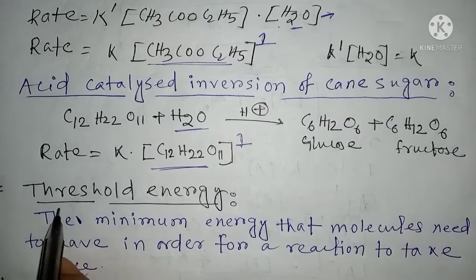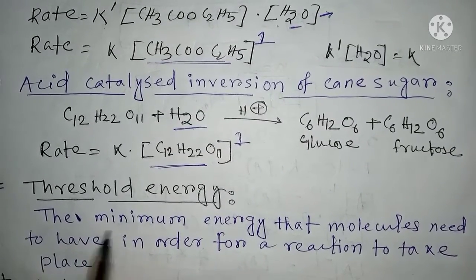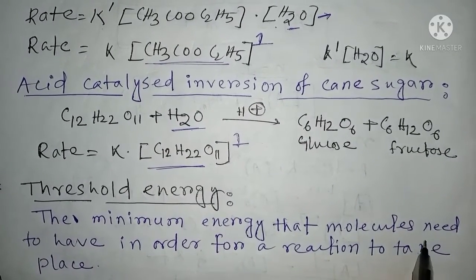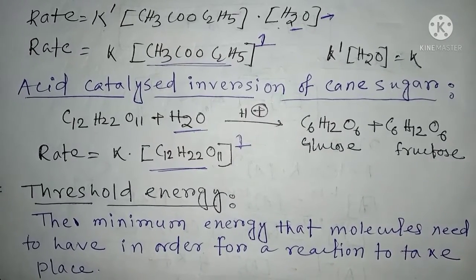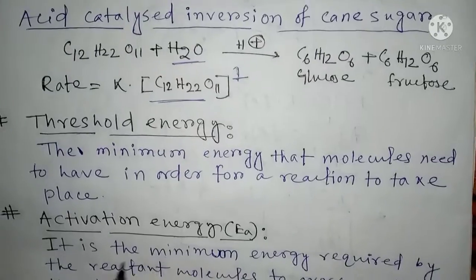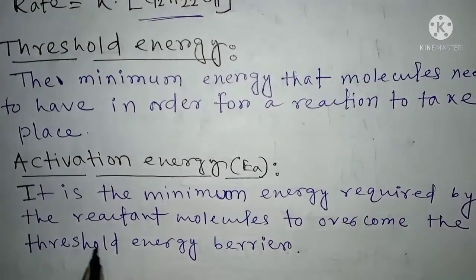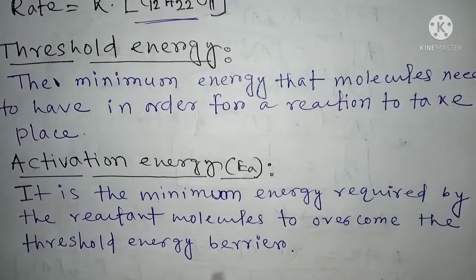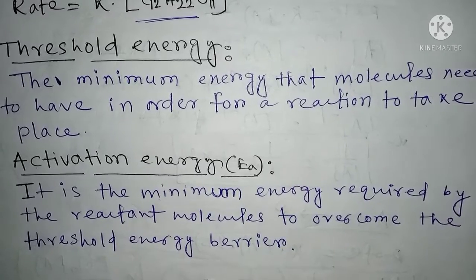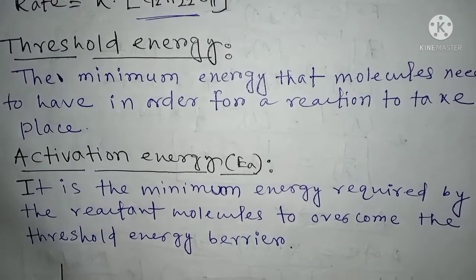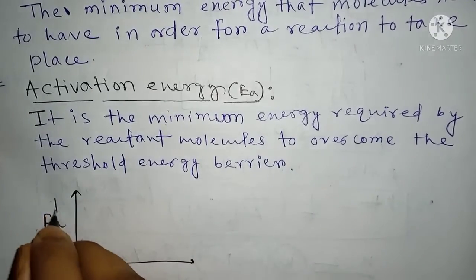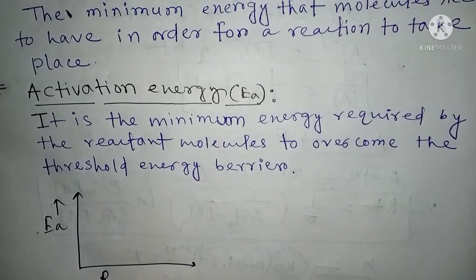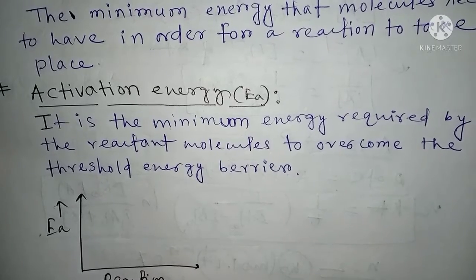Next I discuss threshold energy: the minimum energy that molecules need to have in order for a reaction to take place. Activation energy is the minimum energy required by the reactant molecule to overcome the threshold energy barrier. Now a graph to explain this. This is Ea, the activation energy, and this is the reaction progress.